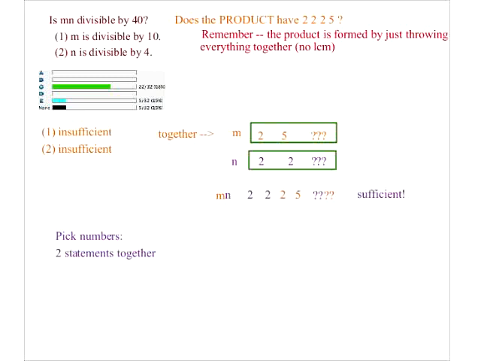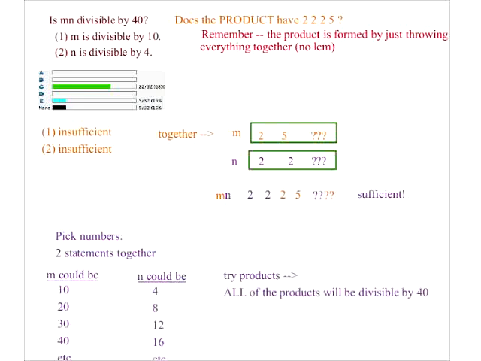So M could be and N could be. Okay, M could be 10, 20, 30, 40, and so on. And N could be 4, 8, 12, 16, and so on. If you try products, all of the products will be divisible by 40. So after a while, you give up on trying to get it down.